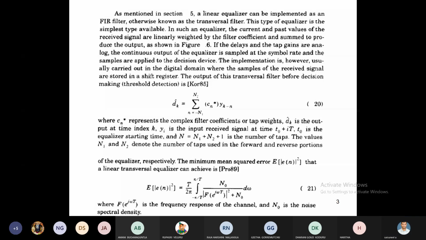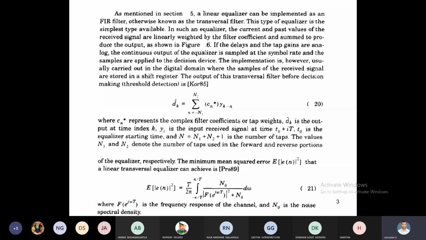Suppose we apply a lattice structure. What is meant by the lattice structure? See this figure. In this lattice structure, we are not continuously using shift registers. Here we take two functions for each stage, the current value and the past value. By comparing the current and past values, we go to the next stage. That's why the structure is called the lattice equalizer.